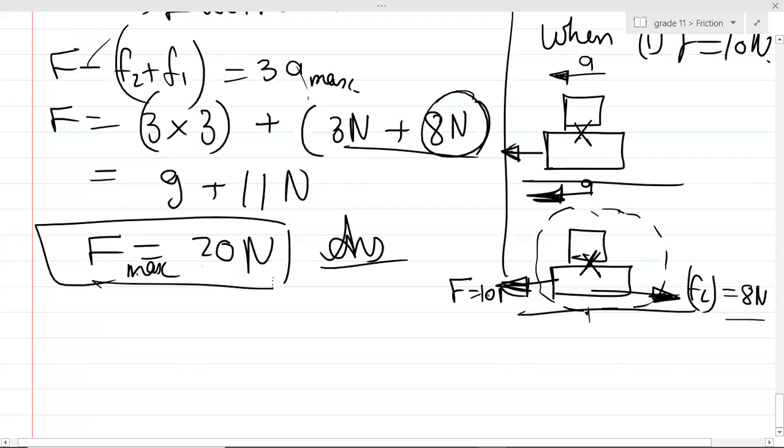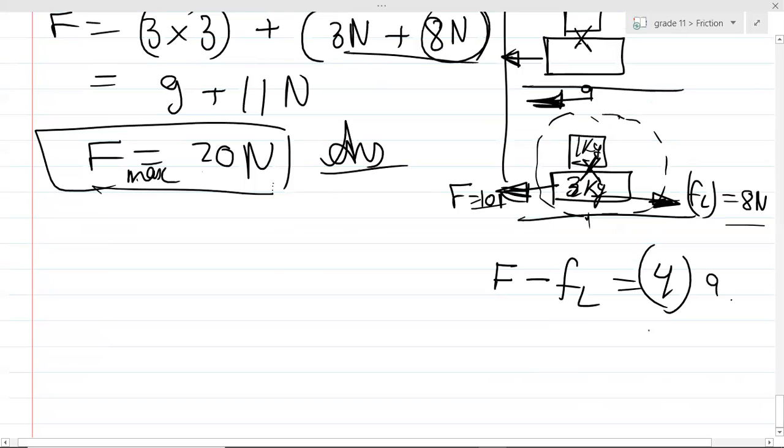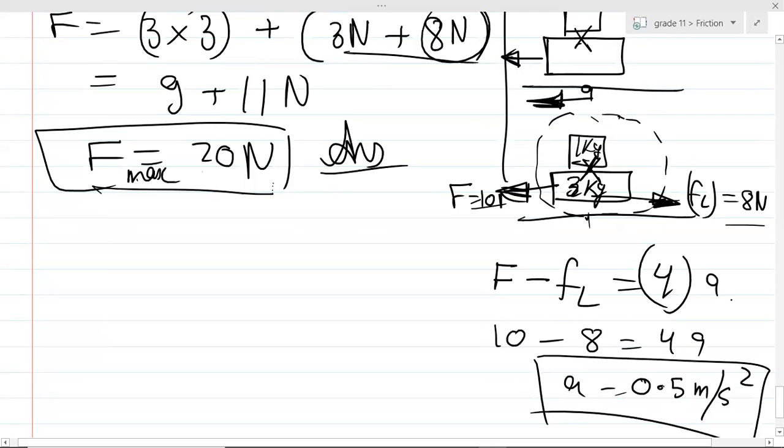So this was 8 Newton, this is 10 Newton, and this whole thing will be supposed to be how much mass? 1 kg plus 3 kg. The total mass will be 4 kg. So I can write capital F minus FL will be equal to 4 multiplied by A in this case, and this will be 10 minus 8. From here A is equal to 0.5. So can you see over here, both the objects will accelerate with the acceleration of 0.5 meter per second square.